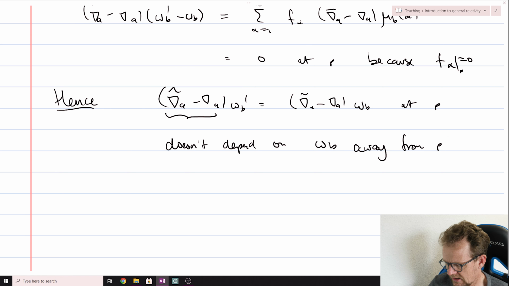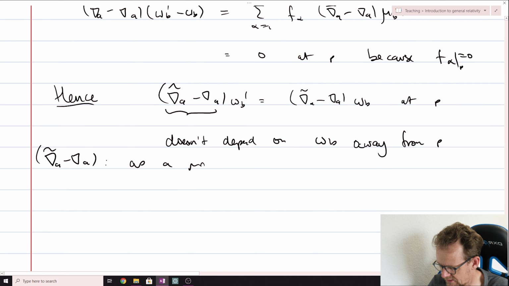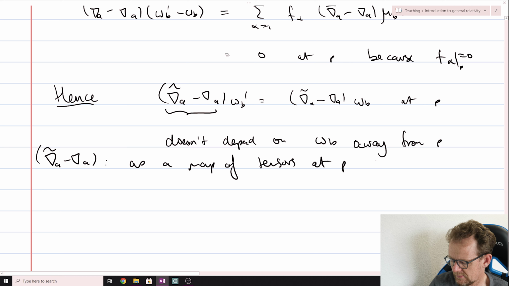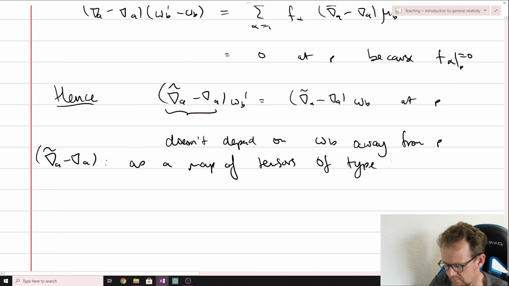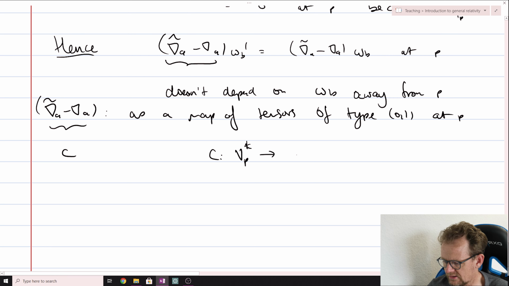Because what that tells us is that because we know already that delta A twiddle minus delta A is a linear map of tensors, it's a map of tensors that doesn't involve the neighborhood around the tensor. It's a map of tensors at the point P. So you can interpret this as a map of tensors at each point P. It's a map of tensors of type 0, 1 at the point P. No, it doesn't depend on any extra data. And it's a linear map because of the linearity condition. And so what is it? It's a linear map. So defining this difference, we'll call it C for the moment. C takes a dual vector at point P and gives us an element of VP star tensor VP star.